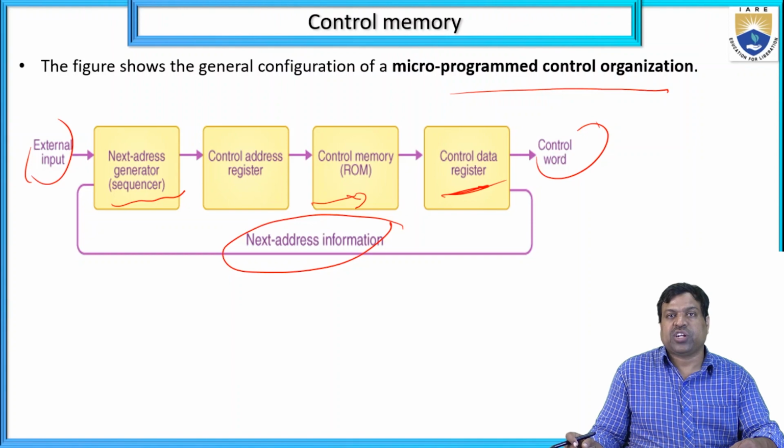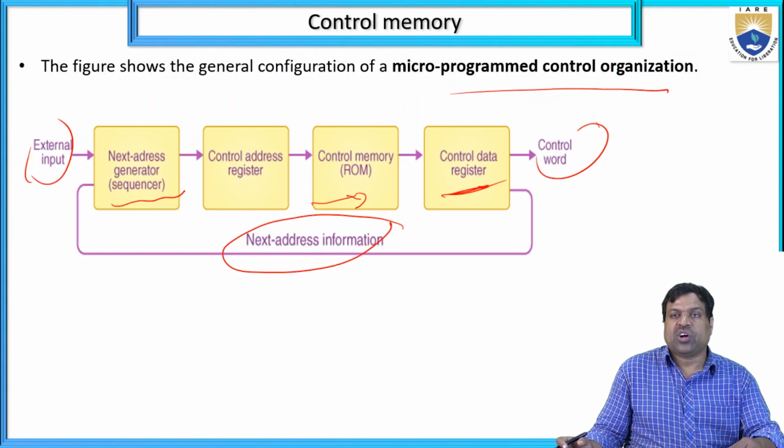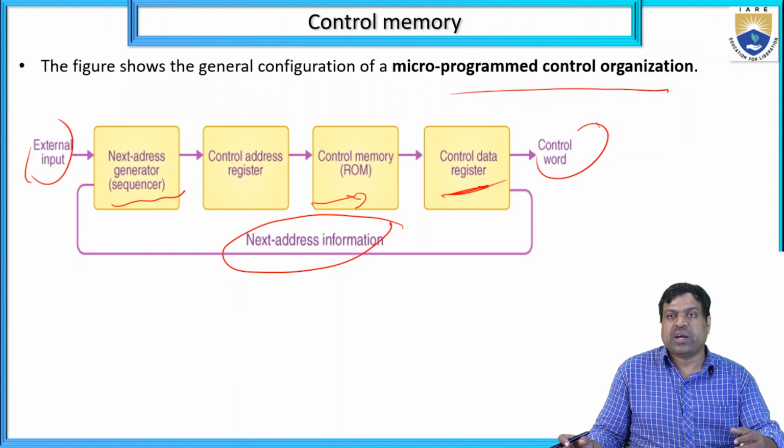The external input is connected to the next address generator, that is a sequencer. This sequencer is connected to the control address register, which addresses the control memory. How many bits are connected? 8-bit or 16-bit or both. For the control memory, we have to take RAM or ROM, but here mostly we take ROM, for permanent storage of the memory. The control data register means we are controlling all the data through the signals. So that is a control word.